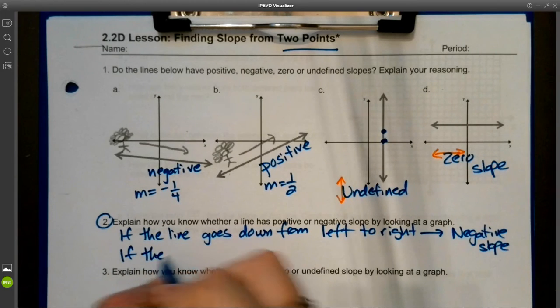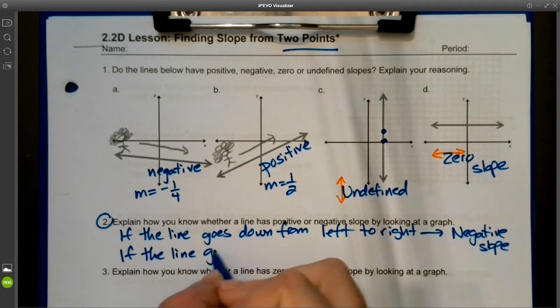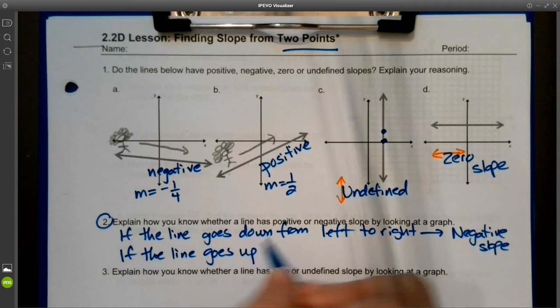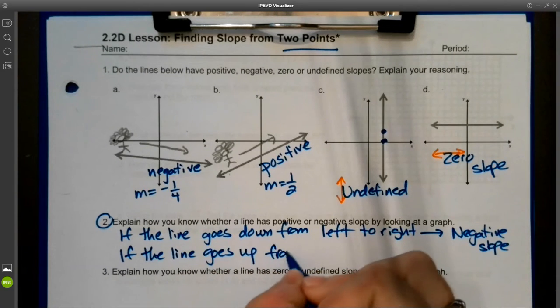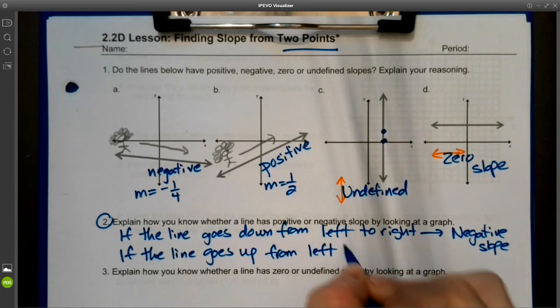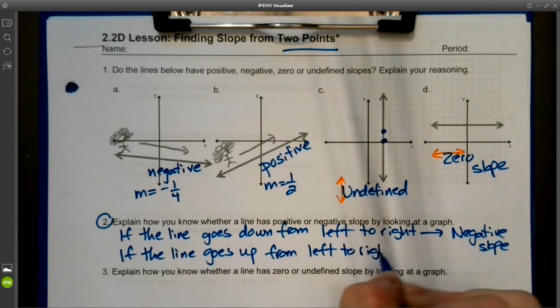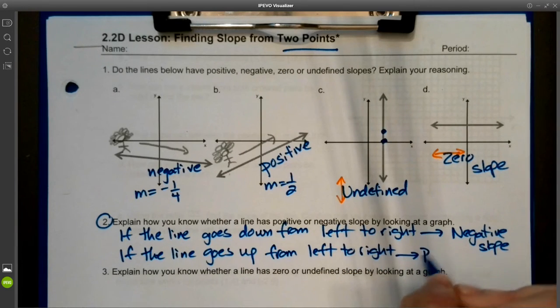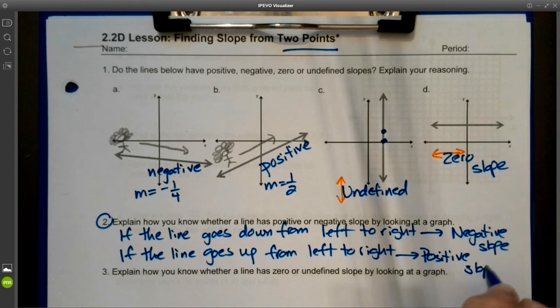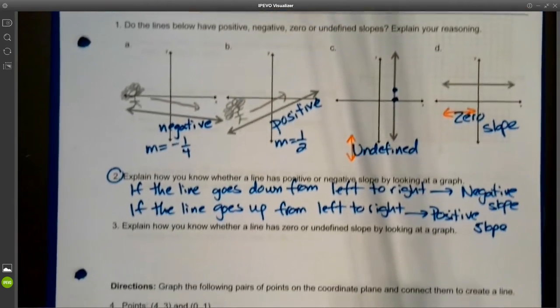If the line goes up from left to right, then we have a positive slope. A positive slope. Awesome. Oops, my S looks a little weird. I'll make up for it. I'm going to move this up just a little bit.